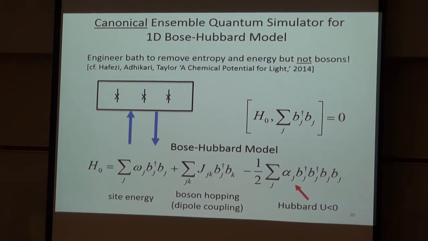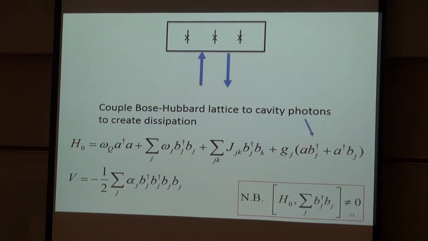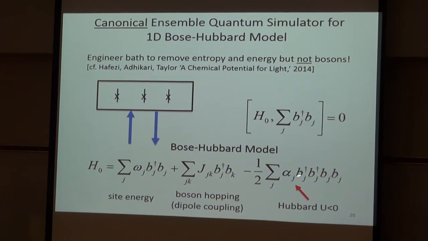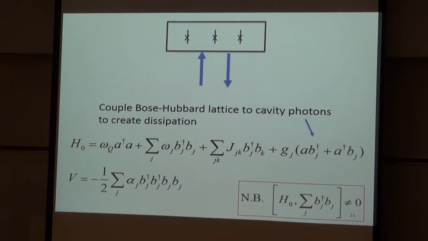Typically, people have a positive U they're interested in condensed matter physics, but the easiest thing to realize here is negative. And that first term is the one that you're changing with the magnetic field. This is the one I can control with the magnetic field. That's right. And then this is fixed by the charging energy, essentially.